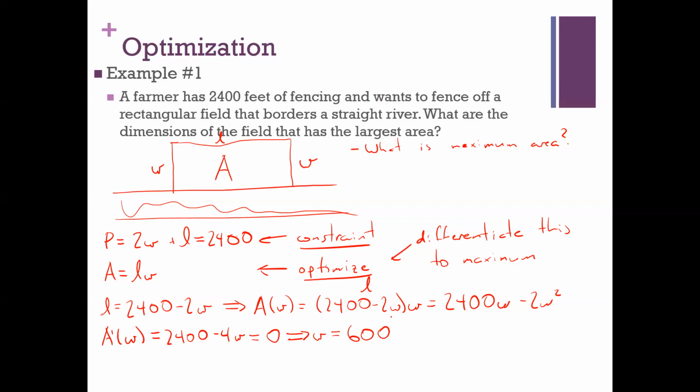So that's going to be a critical point. It could be a local min. It could be a local max. Is there a way for us to find out? For us, we want it to be a maximum. How can we find out that it is for sure?